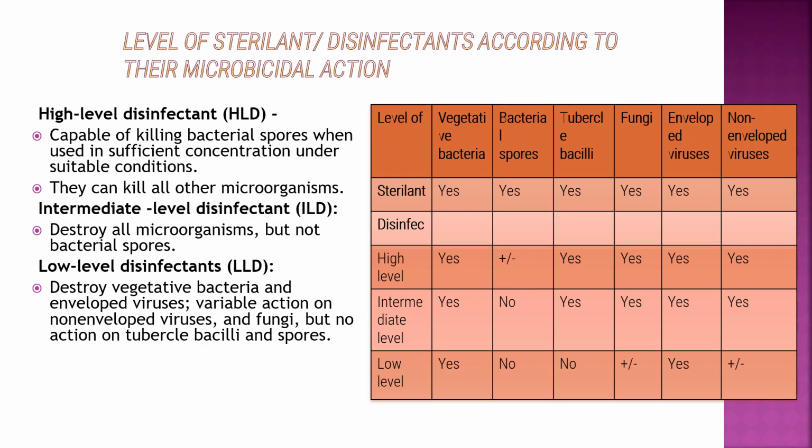High level disinfectants kill all the morphological forms of the organisms except bacterial spores. Intermediate level do not kill or destroy bacterial spores but they can damage all the other microbiological forms. Low level, they do not kill bacterial spores, and fungi plus minus, non-enveloped viruses plus minus.